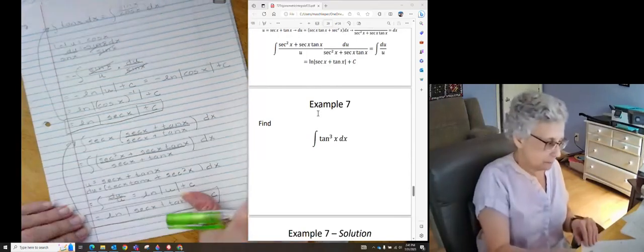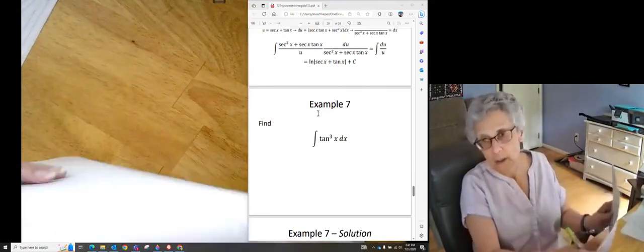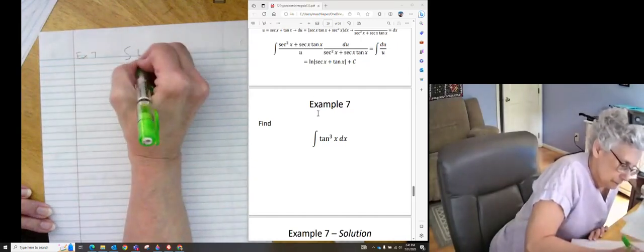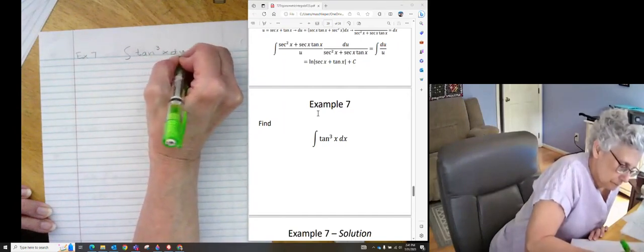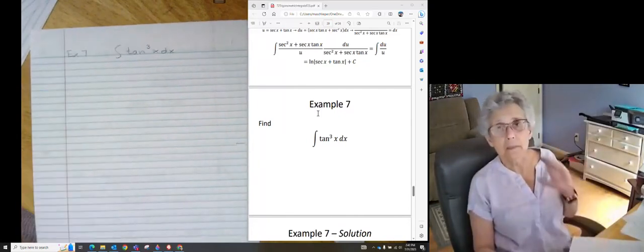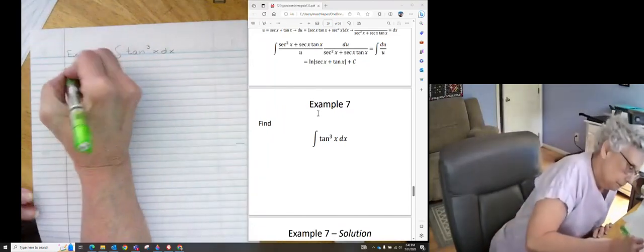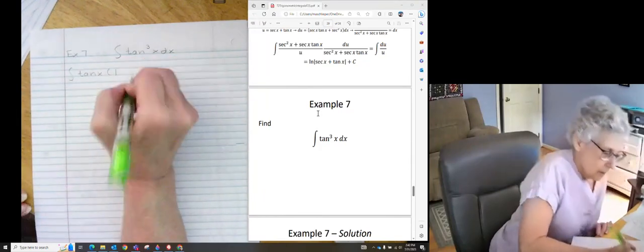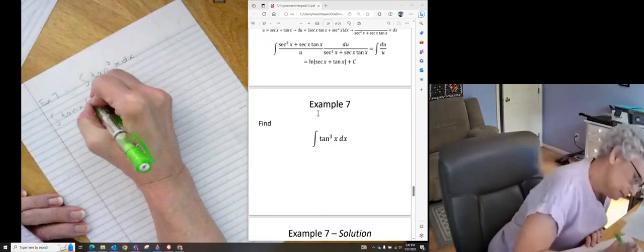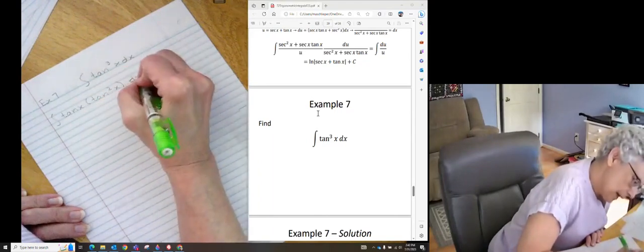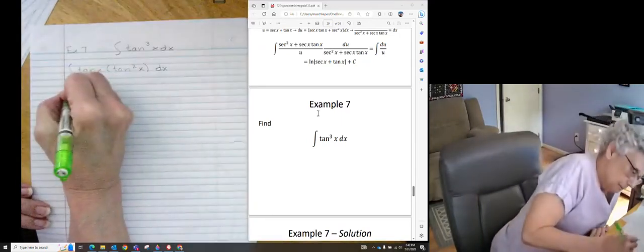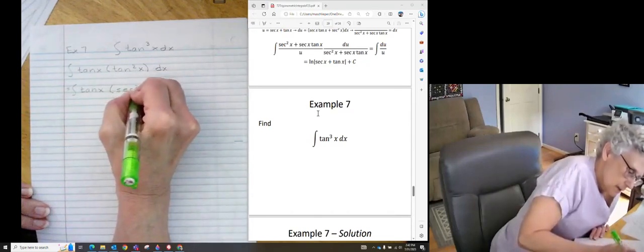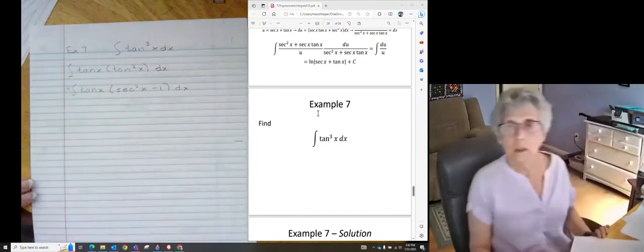Okay, example 7. Tangent cubed. So we need to use some ingenuity here. Because it doesn't follow either of those rules, but it's something that you should be able to figure out how to do. Let's factor out a tangent of x, and we're left with 1 times tangent squared of x. Then we'll go back and use our Pythagorean identity again. And tangent squared is secant squared of x minus 1.